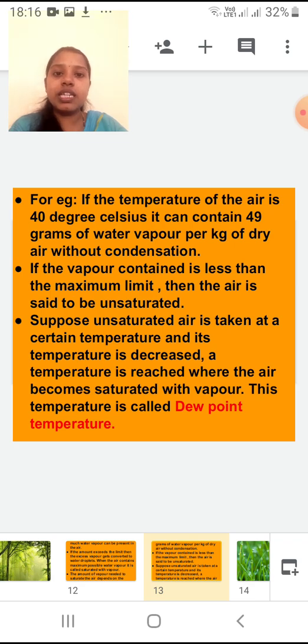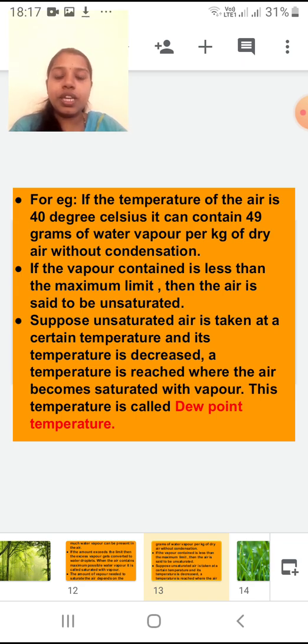For example, if the temperature of the air is 40 degrees Celsius, then it can contain 49 grams of water vapor per kg of dry air without condensation. Without condensation means without formation of water droplets. If the vapor contained in the air is less than this maximum limit, we call the air unsaturated, because the water vapor is less than the limit. I hope you understood the concept of saturated and unsaturated air.